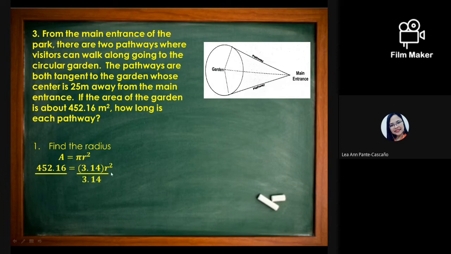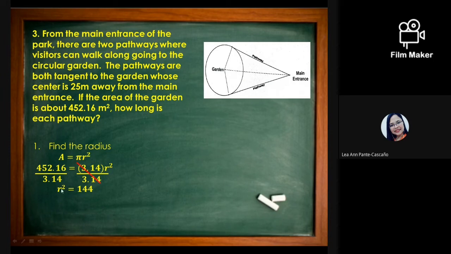Kung ano yung ginawa natin sa right side, yun din yung gagawin natin sa left side. Kung nag-divide tayo ng 3.14 dito, dun din po sa kabila. So, we can now cancel 3.14 to the right side. Ang matitira na lang is the radius squared. Then, 452.16 divided by 3.14 is equal to 144. So, natira po si radius, nilagay lang natin siya sa left side. Then, dinivide natin yung area and 3.14 for the value of pi. So, we have now 144.